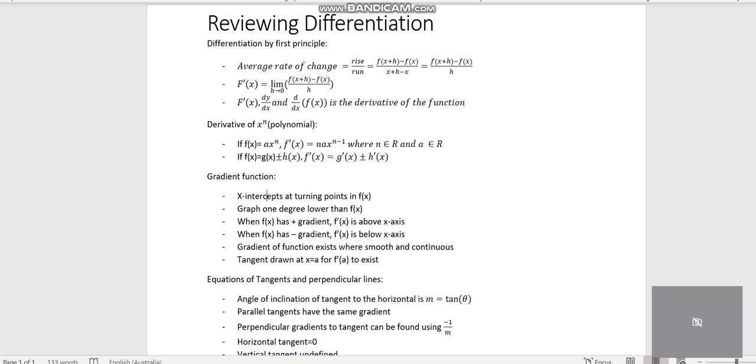So the graph is going to be 1 degree lower than f of x. Intuitively that makes sense, because f of x has power n and the derivative f dash of x has power n minus 1, so it's 1 degree lower.